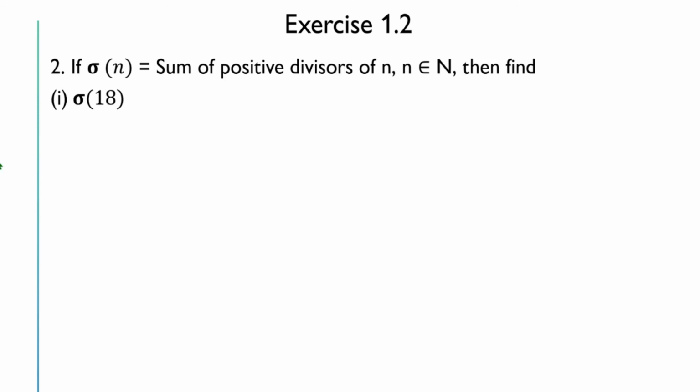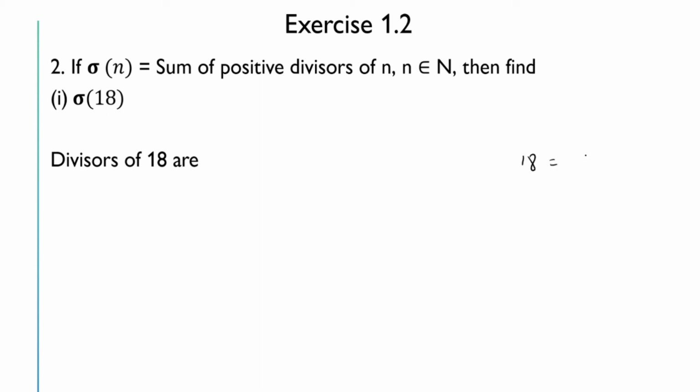The next question is, if sigma of n is equal to the sum of positive divisors of n, where n belongs to the natural numbers, then find sigma of 18. Before, we saw tau of n as the number of positive divisors of n, where n is a natural number. Here it is the sum of the positive divisors of n. Now we will see the various divisors of 18.